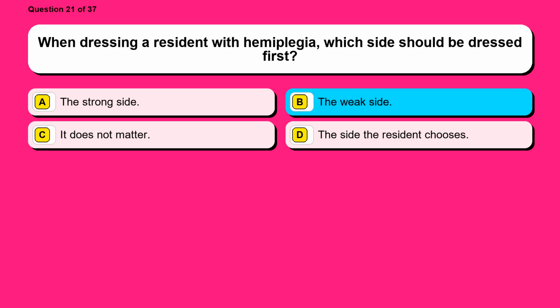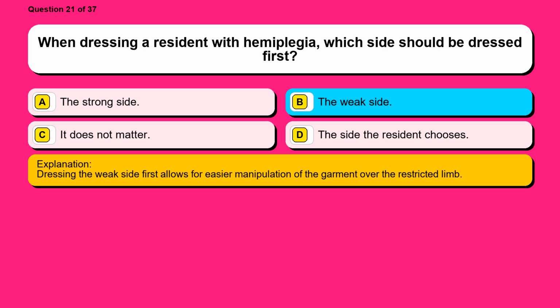The correct answer is option B, the weak side. Dressing the weak side first allows for easier manipulation of the garment over the restricted limb.